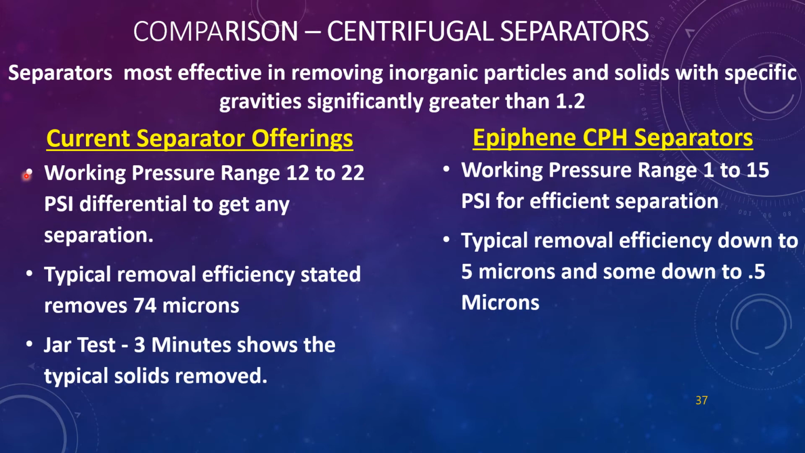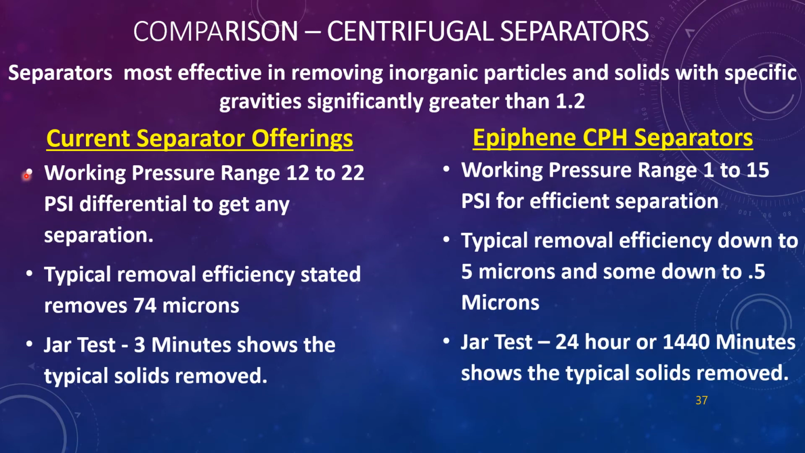If we do a jar test, which is typical in the industry, you take a sample of the irrigation water and you put it in a clear container, you shake it up. Whatever settles out in 3 minutes is what they expect that separator to remove. When you do our jar test, it's 24 hours, and that shows the typical solids removed, and I'll have a picture of that here shortly.